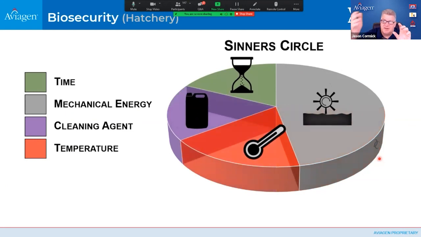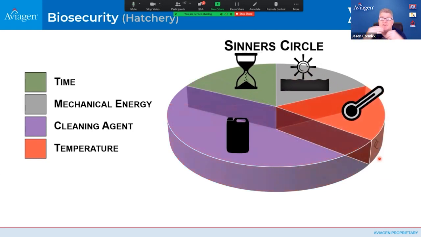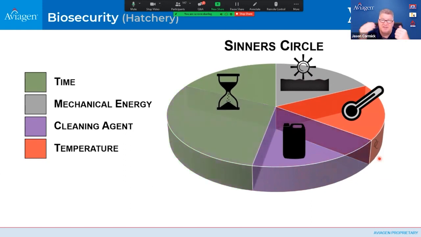So for example, if I increase the amount of mechanical energy, if I scrub harder or use a higher pressure washer, I can reduce the others. Same as if I increase the temperature, I can decrease the amount of detergent that I use. If I increase the cleaning agent, I can decrease the others, but I have to be careful because it's going to become quite dangerous for the equipment. And of course, the cheapest one is actually time. If I increase the amount of contact time, then I can reduce what I need of the others.